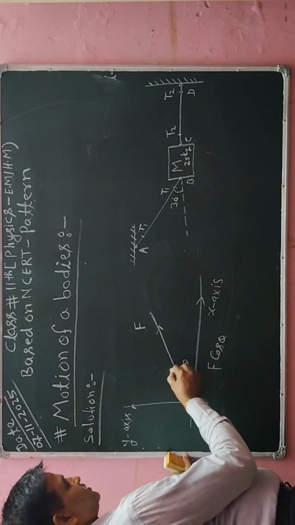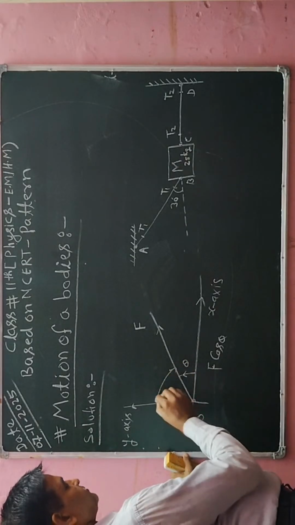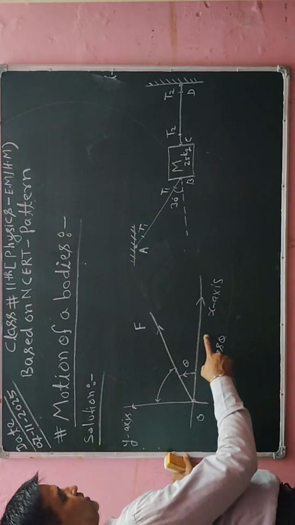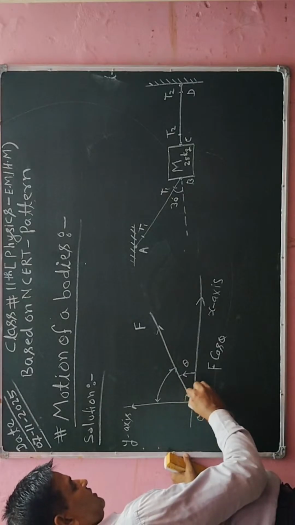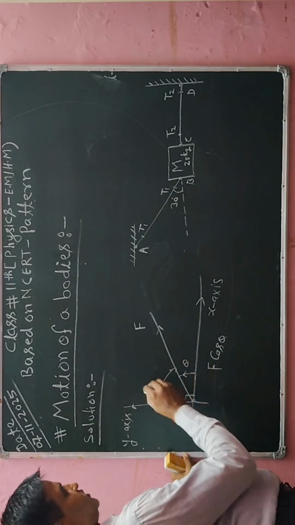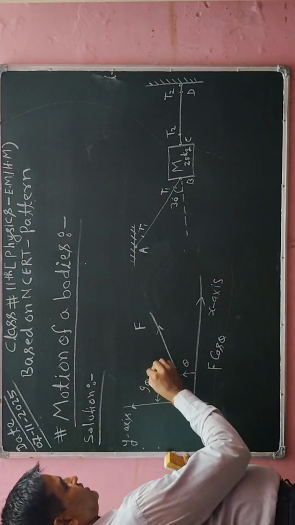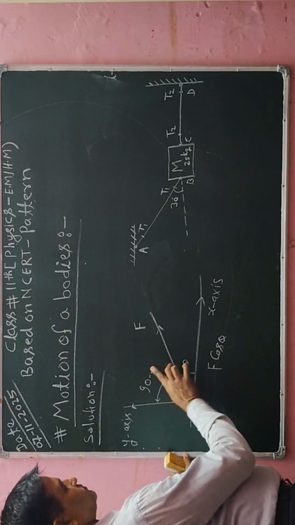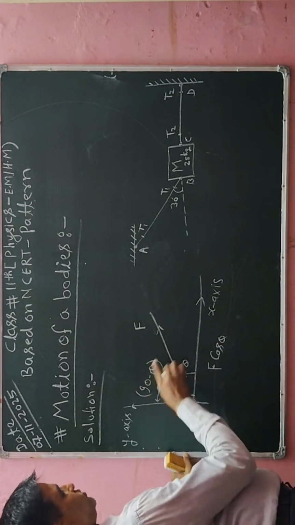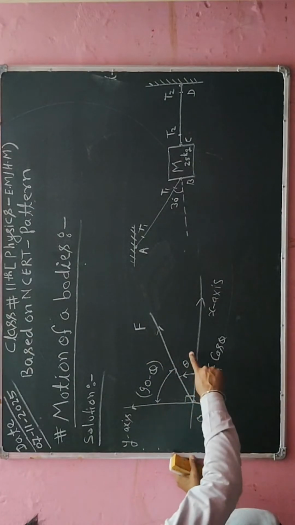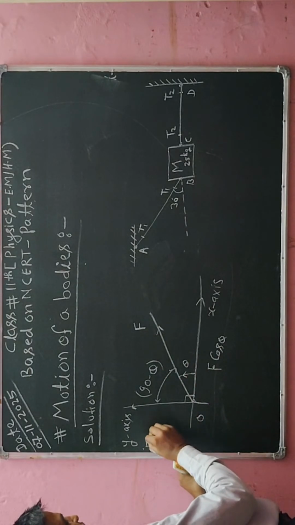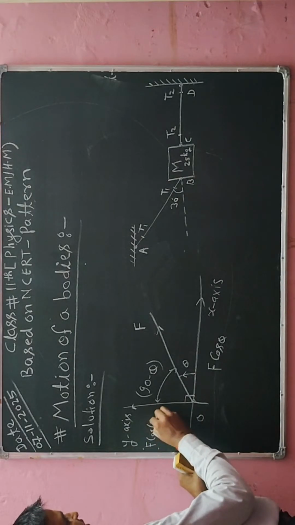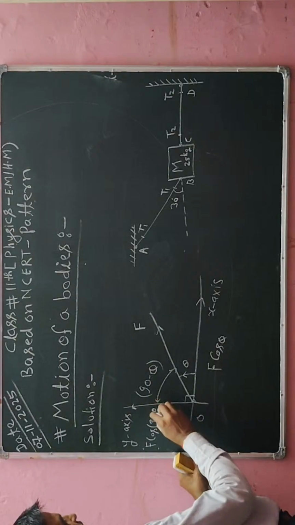Now here I have to consider this angle. I know the angle between x-axis and y-axis is 90 degree, so this angle is 90 degree. This angle is theta, so this angle will be 90 minus theta. I can write easily. So this will be 90 minus theta. It means that this is theta. So I have written here F cos theta. Similarly, I will write here F cos of 90 minus theta.